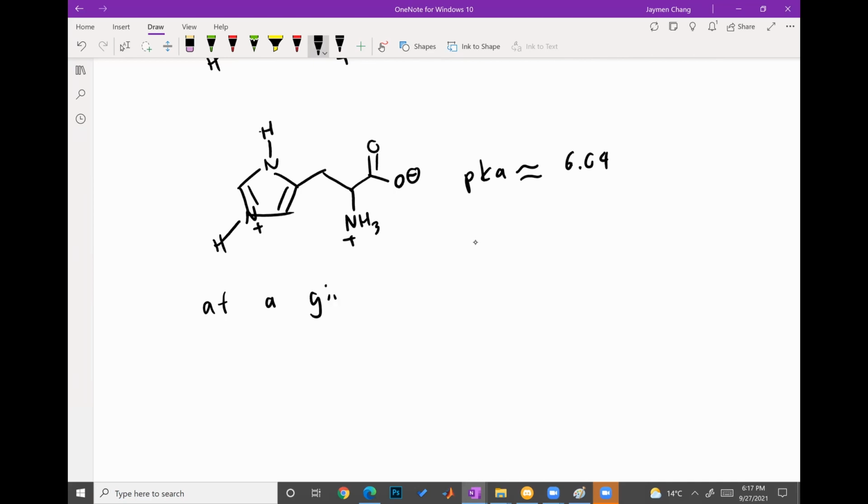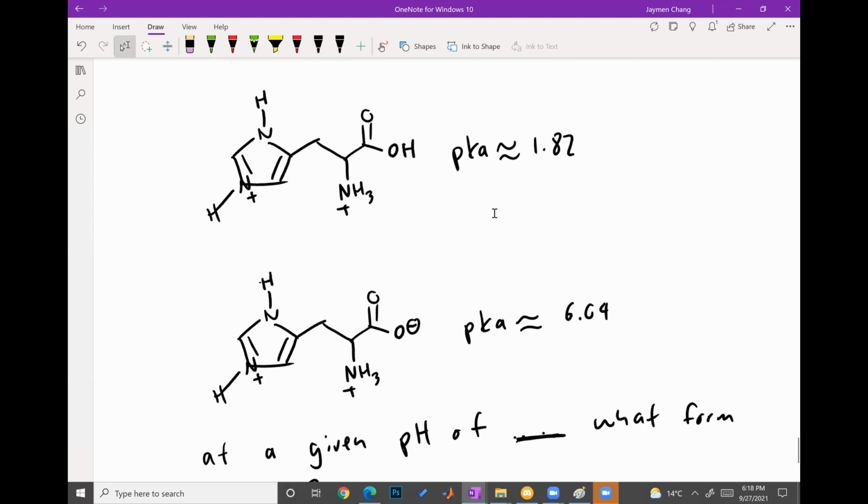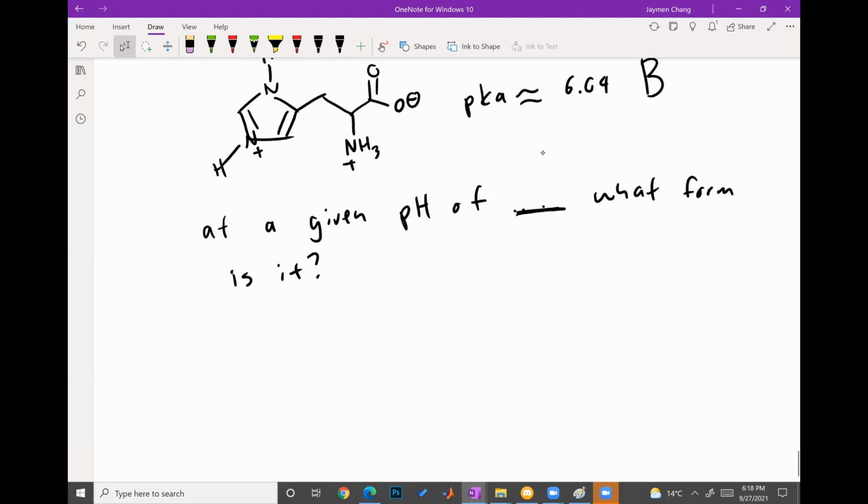Okay, so the question is now what they're going to do is they're going to ask you at a given pH, of some pH number, what form is it? So there might be multiple. In this case, we're only dealing with 2, but we'll call this form A, and we'll call this form B. So is it going to be form A or form B? Okay. And I think there actually is another structure. Let me just quickly draw that. So I'll just paste it in.